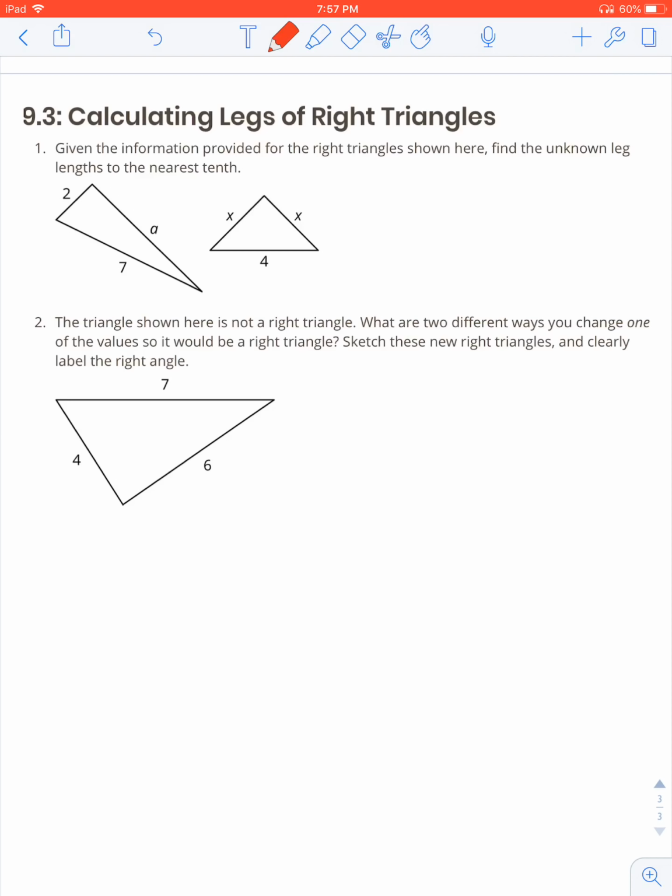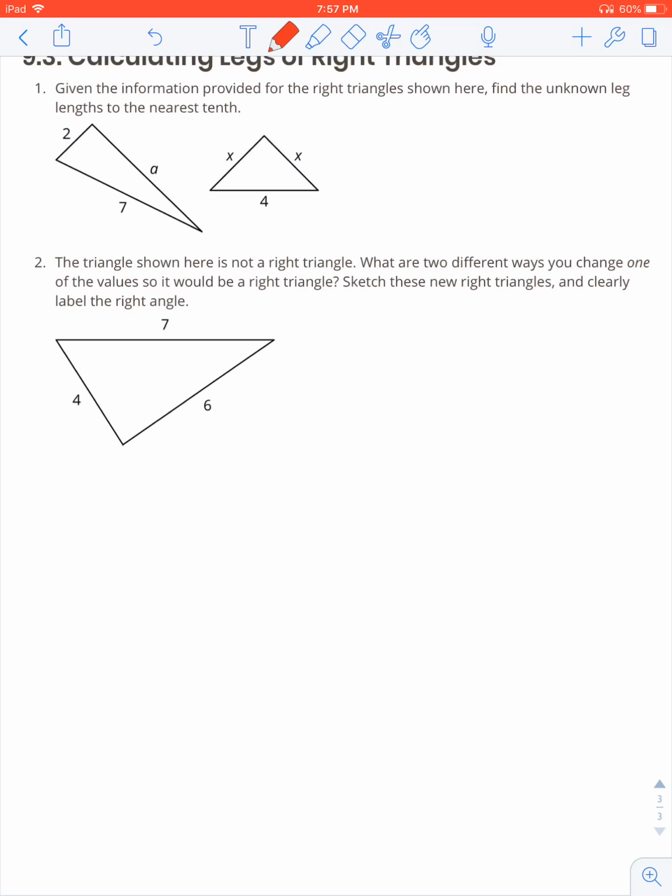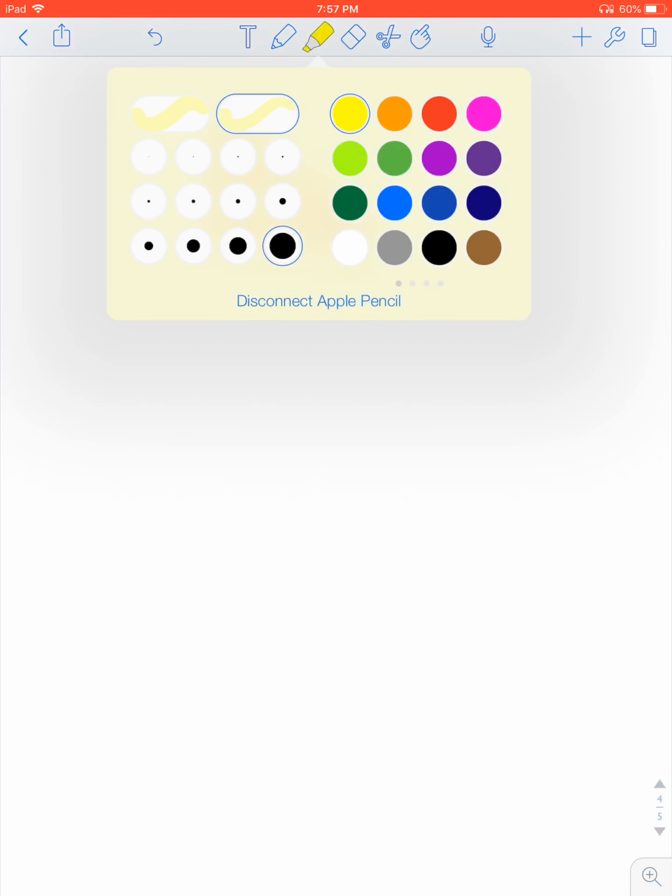Our third and final activity is going to take place on page 57. So we're going to be working on calculating legs of right triangles. Now, before we get going a little bit further, I want you to think about this. So we have our triangle, and there are three parts of a triangle.